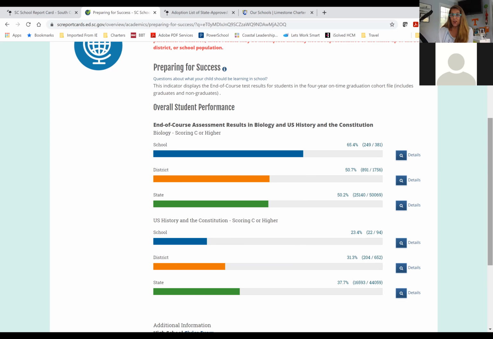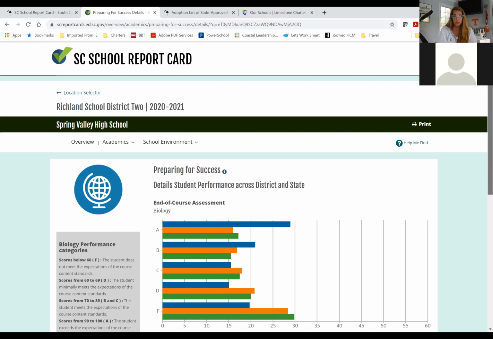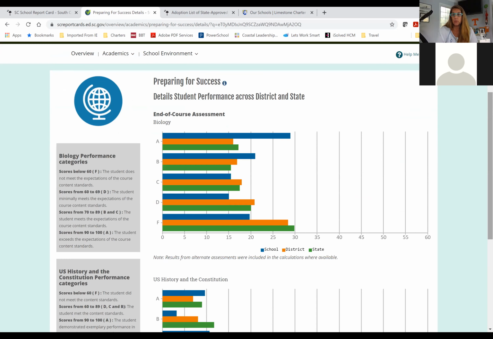So US history is always the lowest one, but still 23 is not good. That means only 22, you notice here, if you can see this, it tells you how many kids passed the test, how many kids took the test. You can go into details. Sorry, I missed that on the other ones, but the report cards are pretty much the same.